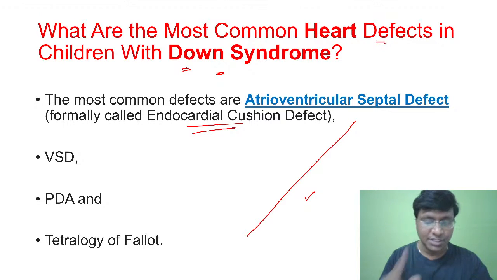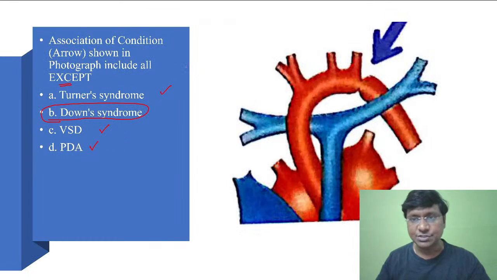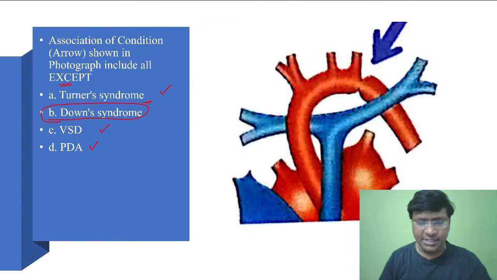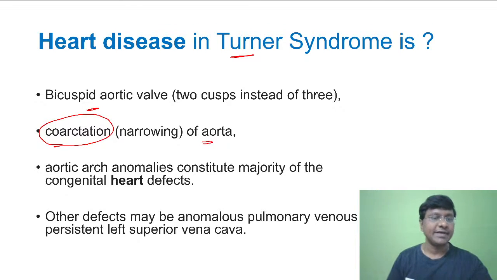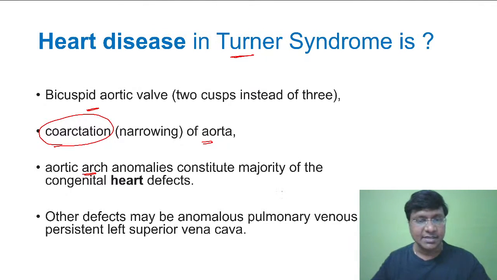What has been shown in your image is coarctation of aorta. Now coming to Turner syndrome. What are the cardiac abnormalities that can be associated with Turner syndrome? In Turner's, you will have coarctation of aorta, and there can also be bicuspid aortic valve. In Turner's, you can also have aortic arch anomalies, and there can also be PAPVC.